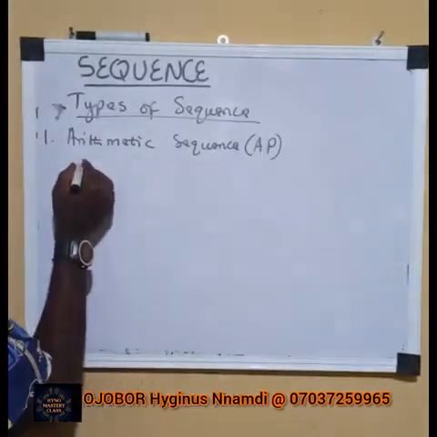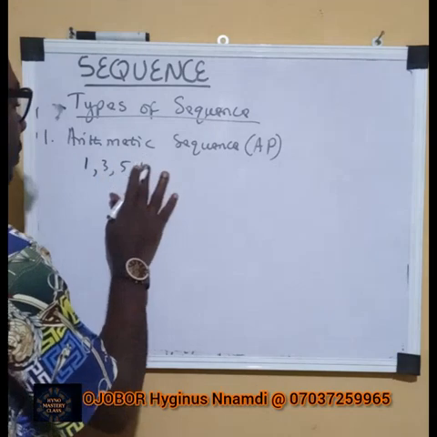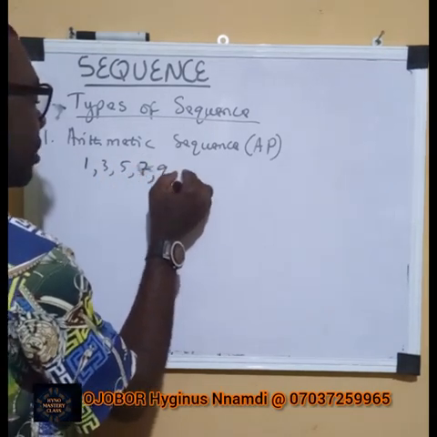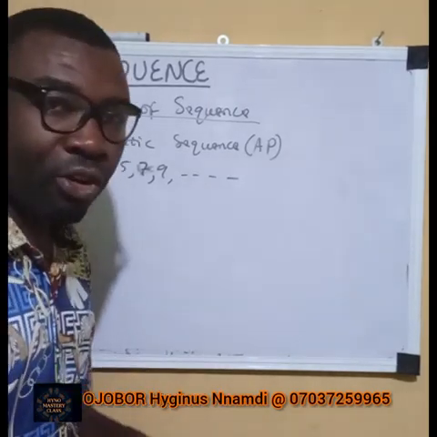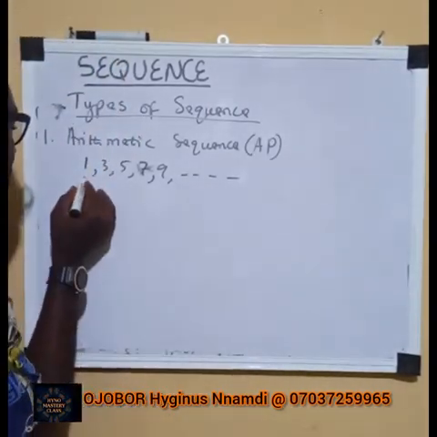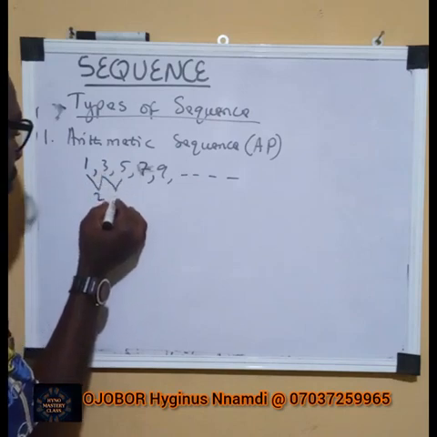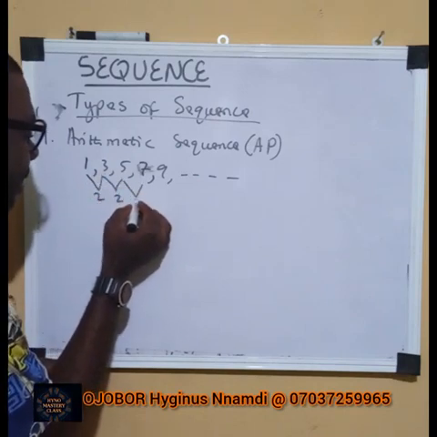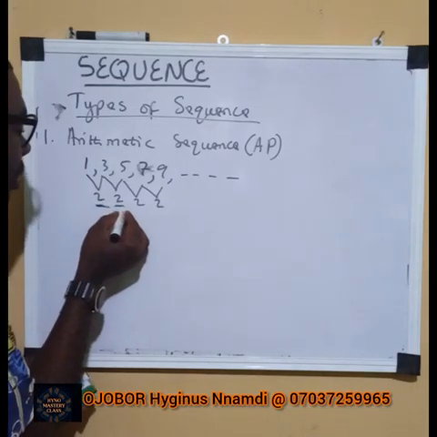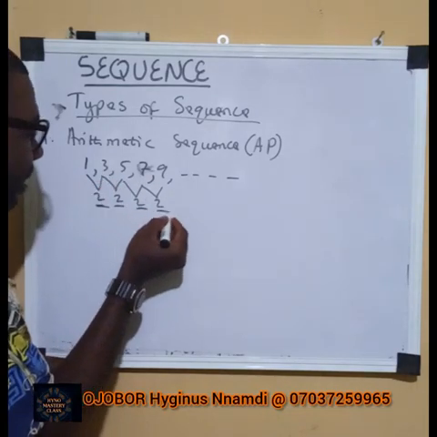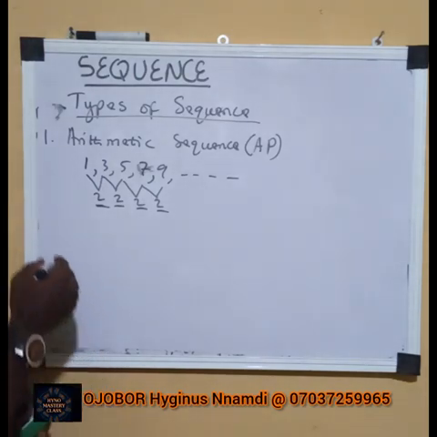Say for instance, you have numbers such as 1, 3, 5, 7, 9, and so on and so forth. This is an infinite sequence of odd numbers. But we can see that when you add a particular number, which is 2, to 1, you get 3. You add the same 2 to 3, you get 5. Add the same 2 to 5, you get 7. Add the same 2 to 7, you get 9. So it is the addition of a constant to a number to get the succeeding number. That is what we refer to as arithmetic sequence or arithmetic progression.